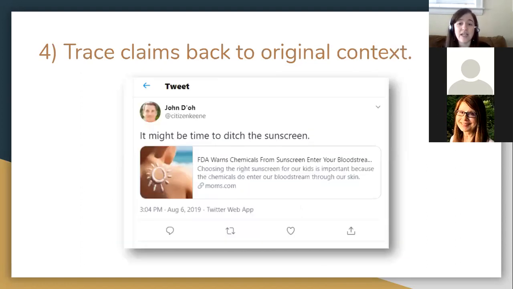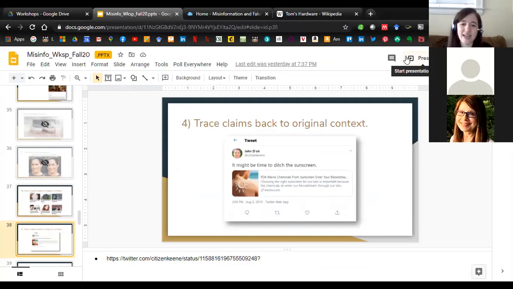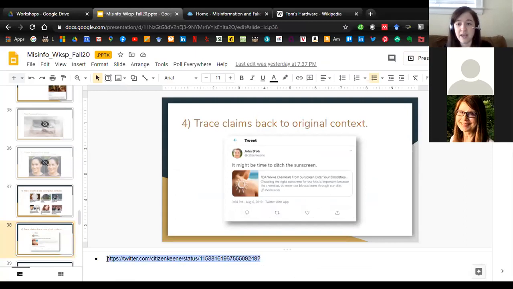And I think what you find even more often is that when you're looking on social media, people are making claims and they're using information from somewhere else. So here's an example we're going to do together. This guy has tweeted, "It might be time to ditch the sunscreen." And he has a link to something about the FDA warning that chemicals from sunscreen could enter your bloodstream. So you can follow along if you want.